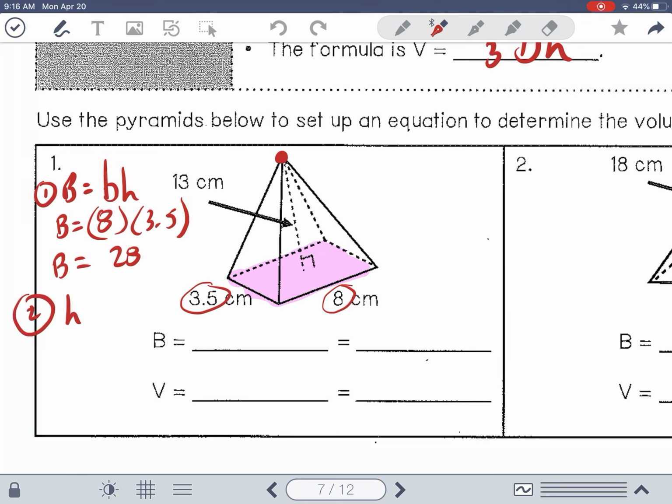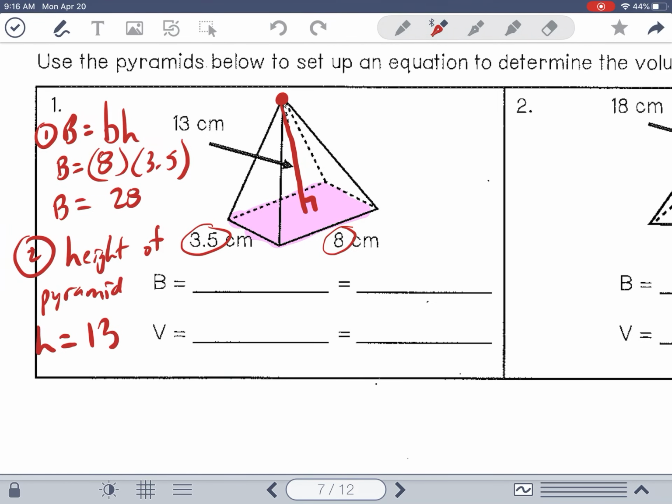So step 2, what's the height of the pyramid? Okay, H should be equal to 13. That's the height because it goes down and creates a right angle on the base. So finally we have, and I went ahead and solved all this over on the other side. So the base is 28 square centimeters, but the volume is 1/3 big B H.